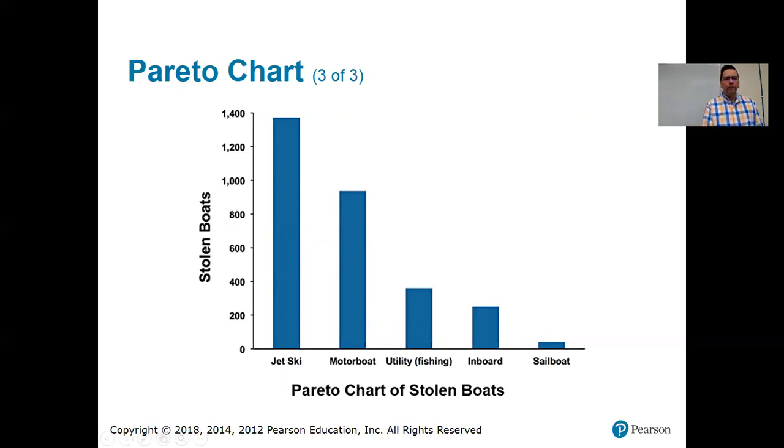And again, what makes it a Pareto chart is that the categories are in descending order by frequency. If they were just all over the place, maybe alphabetical or something like that, that would just be called a bar chart.